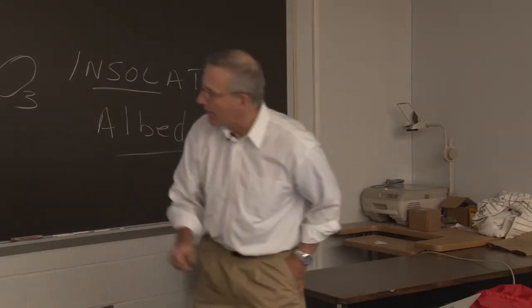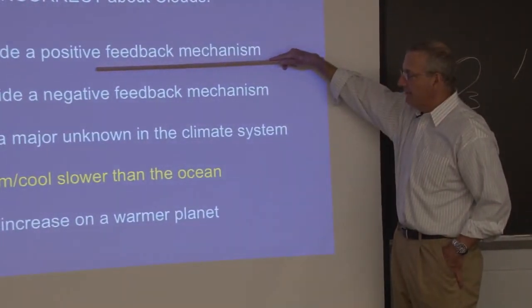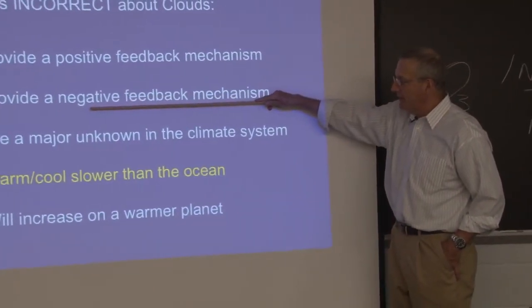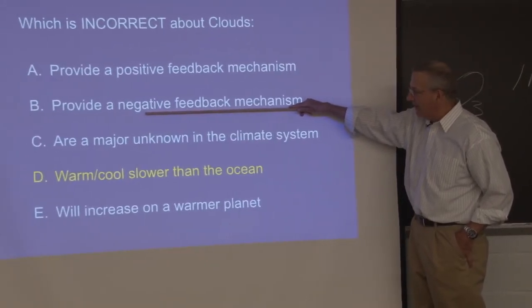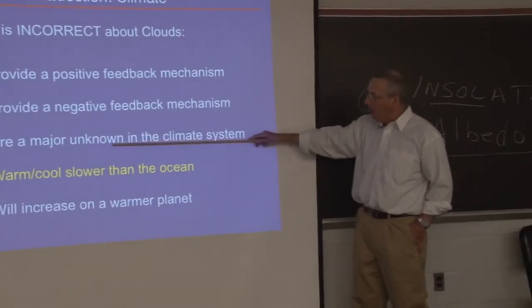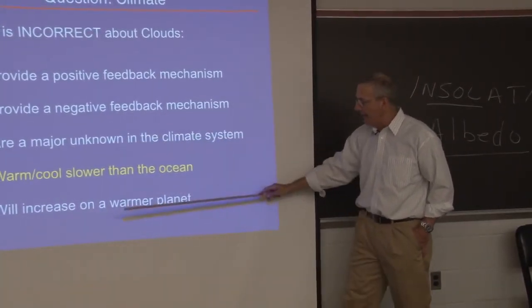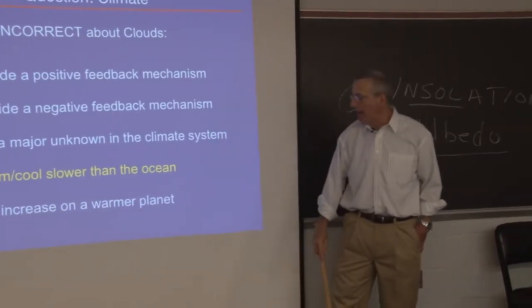Clouds do provide a positive feedback mechanism if they're high. If they're low clouds, like in Jamaica at 2 o'clock in the afternoon, they provide a negative feedback mechanism. They are a major unknown in the climate system. These are all true. And they will increase on a warmer planet.